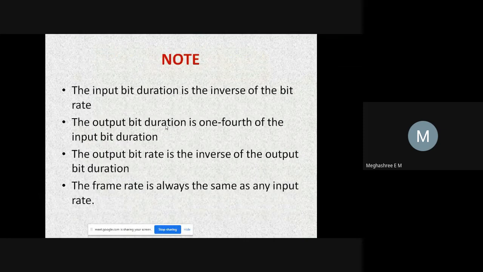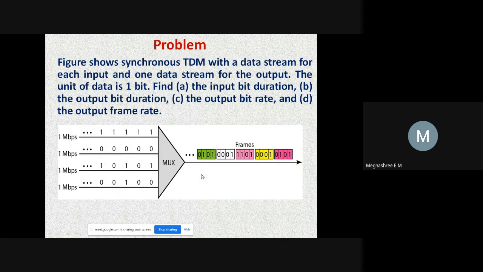So that is about synchronous time division multiplexing. Here with respect to this topic, you have to remember a few points, which are listed here. The input bit duration is the inverse of the bit rate. Then the output bit duration is 1/4 of the input bit duration. The output bit rate is the inverse of the output bit duration, and the frame rate is always the same as the input rate. You have to remember these points so that you can solve this problem. So one problem is given in this. So let's see.